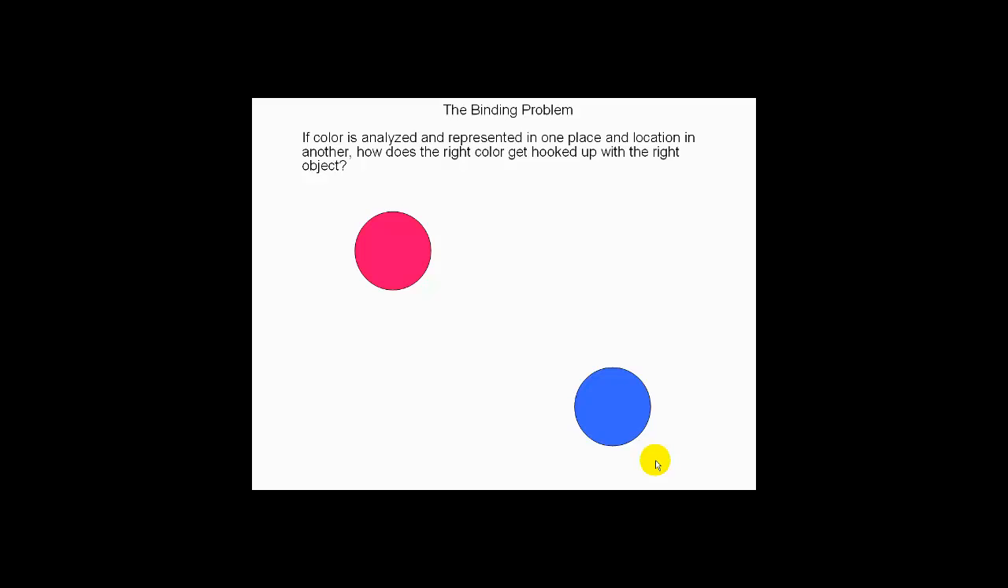We talked about the fact that different aspects of a visual stimulus are analyzed by different circuitry, which is in fact in different places in the brain, and in particular, location and color, or location and form, are analyzed in different places. This presents a problem, because suppose you have a picture like that, with a red thing here and a blue thing there, and suppose that location, i.e. this versus this, is analyzed in one place in the brain, and color, this versus that, is analyzed in a different place in the brain. How do you get the right color hooked up with the right location?